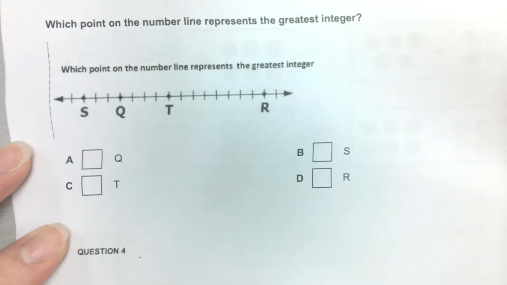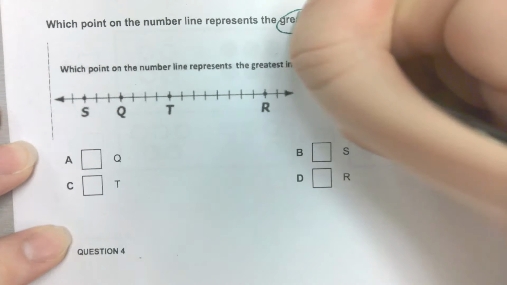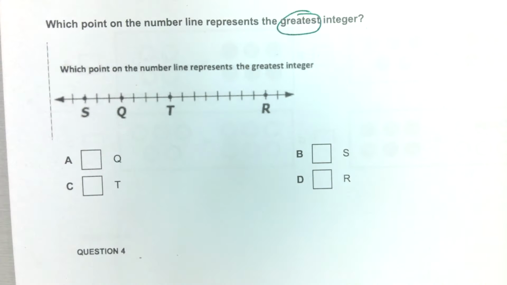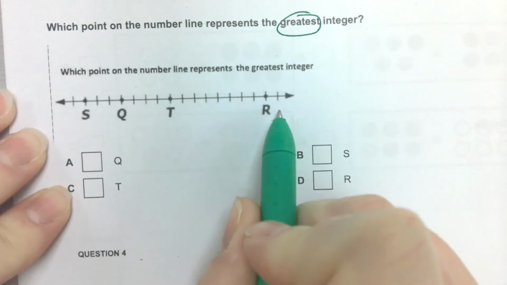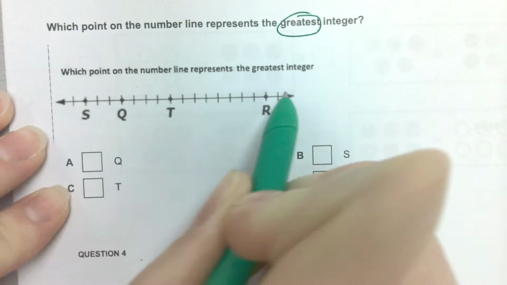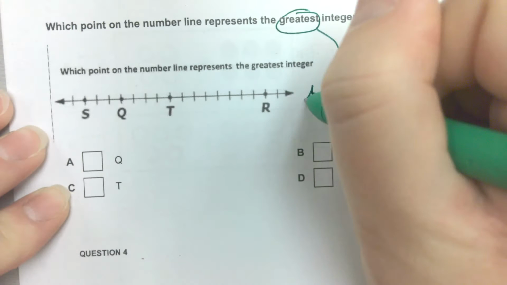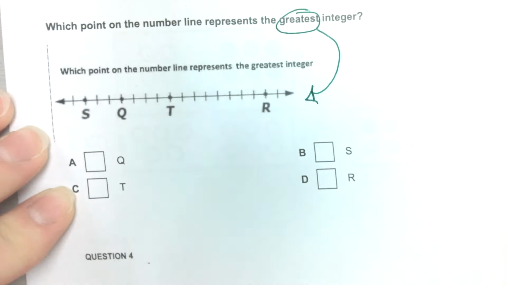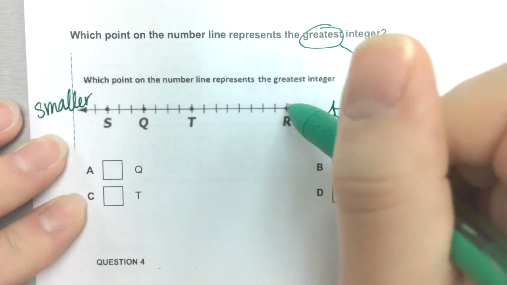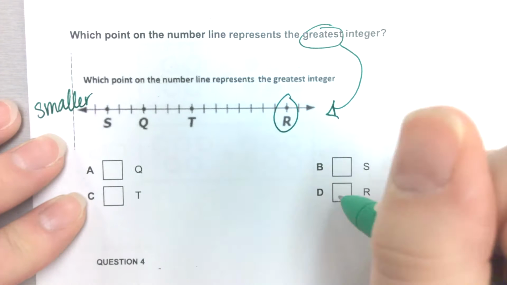On question number 3, we're looking for the greatest integer. Greatest means we're looking for the biggest number. On the number line, the greatest numbers are on which side? The greater numbers are on the right side. The smaller numbers are on the left. So here my greatest integer would be R.